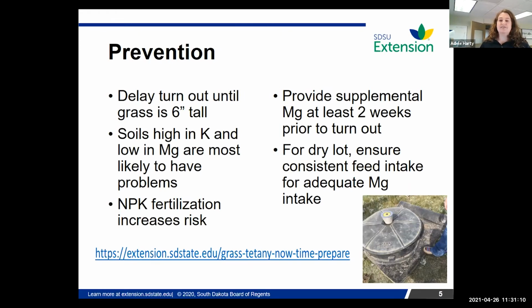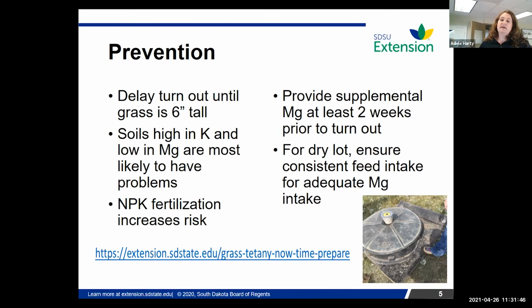However, as you guys are all probably thinking to yourselves, in a drought year, it may not get to 6 inches tall. And so it's really being able to wait as long as you can and let that grass grow and those soils warm up so that that grass is able to uptake more magnesium and maybe not as high levels of potassium, because those soils that are high in potassium, which are a lot of them in the state, and low in magnesium are going to present more potential problems in this.